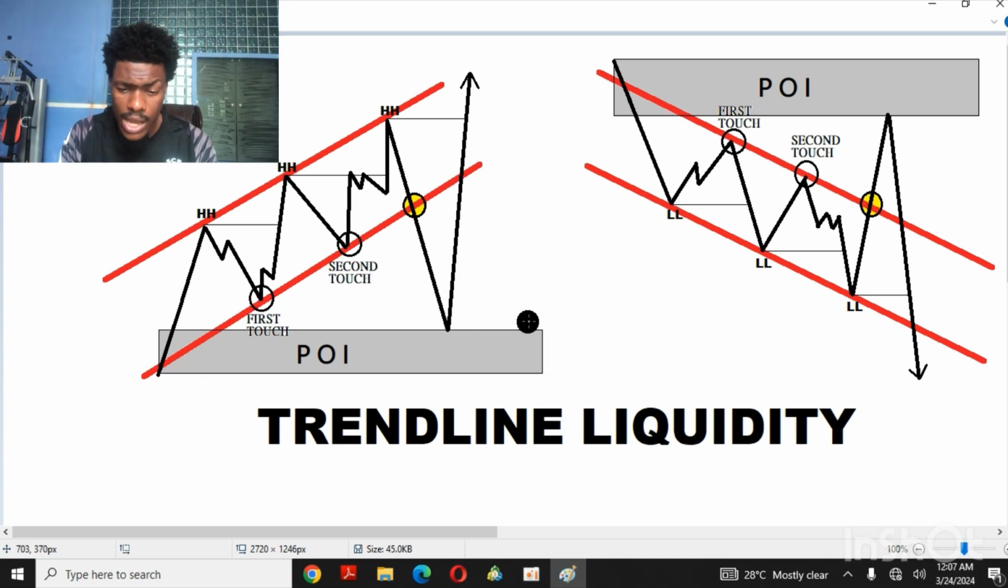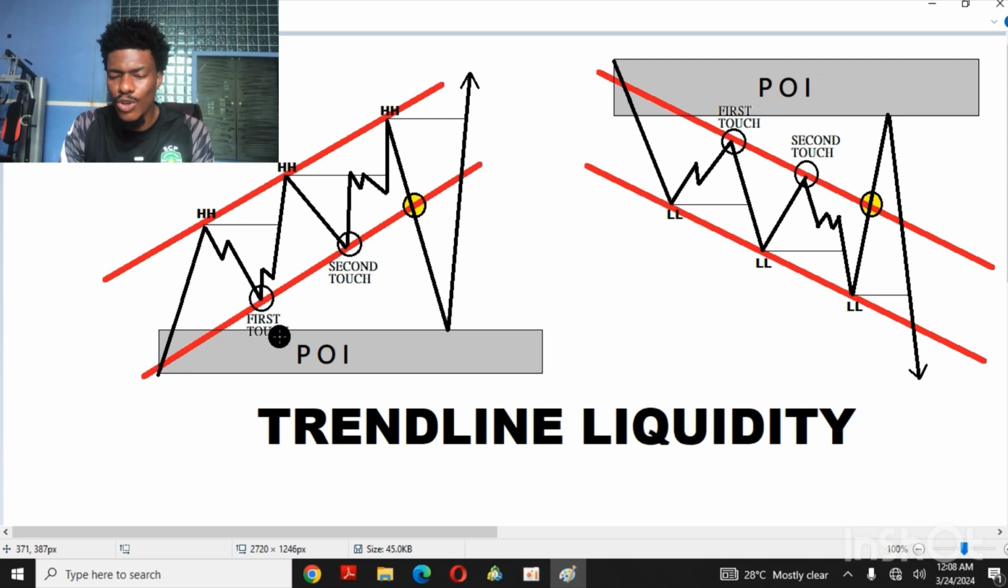Look for a greater point of interest, majorly a fair value gap or order block in this region here. It might be a support region, who knows. It might come back to this region, order block or fair value gap, before going back up. This was not a break of structure.